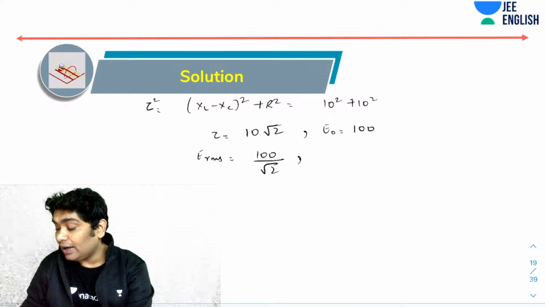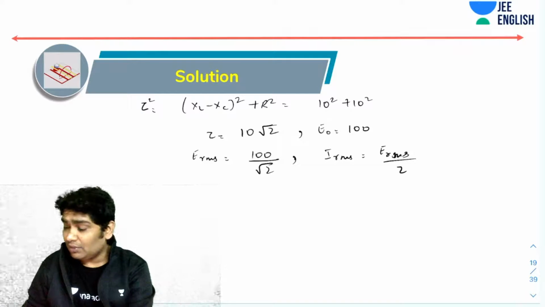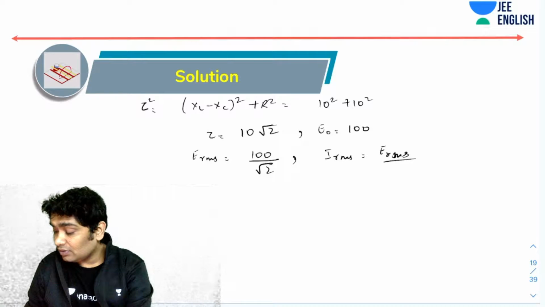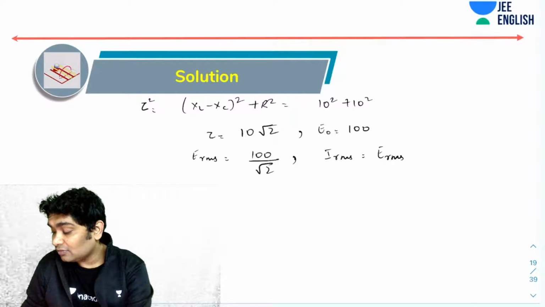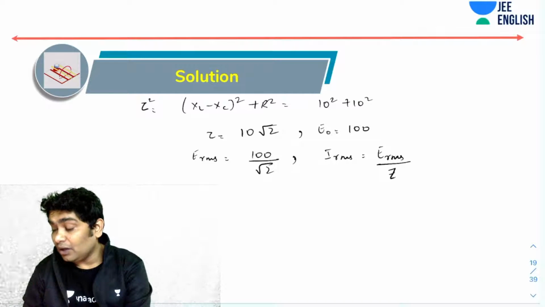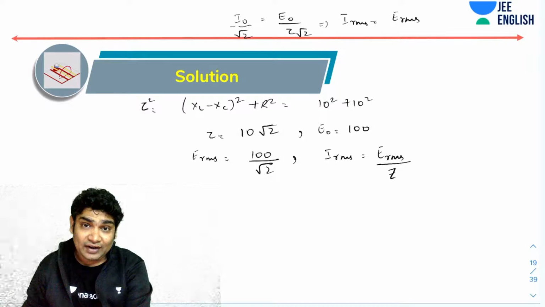So you know now IRMS would be ERMS over Z. Okay, I hope you guys remember this, right? So if you remember, I naught was E naught over Z. So if you just divide both the sides by root 2, then you would have gotten IRMS equal to ERMS over Z. Okay, so that is what I have to find out, right?